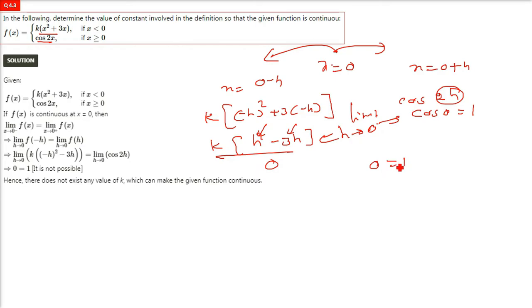If LHL and RHL are equal, 0 is equal to 1, and we are not having k anywhere. So there does not exist any value of k which can make the given function continuous because of this contradiction or this inequality.